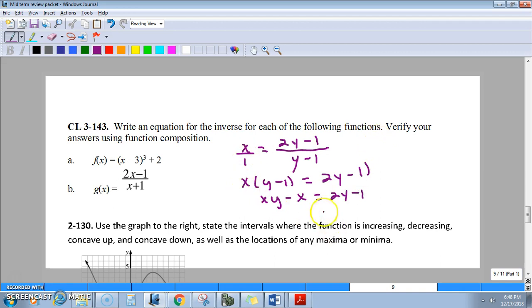Now I want everything with a y on one side and everything else on the other, so I'm going to subtract 2y's from both sides, and I'm going to add 2x's to both sides. I'm going to do that at the same time. So now I have xy minus 2y, and that's where I can take that y out. I can factor that y out, is equal to 2x minus 1, or negative 1 plus 2x, whichever way you want to write that. Factor out my y, I have y times x minus 2 equals negative 1 plus 2x. Divide both sides by x minus 2.